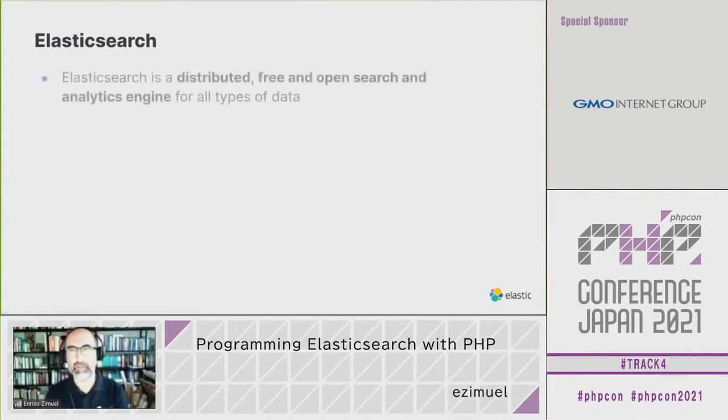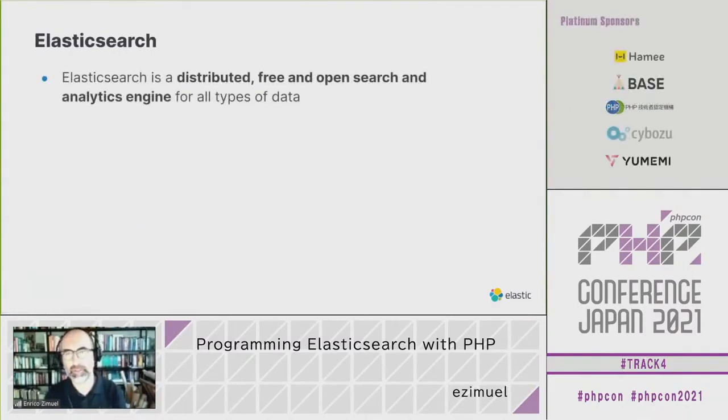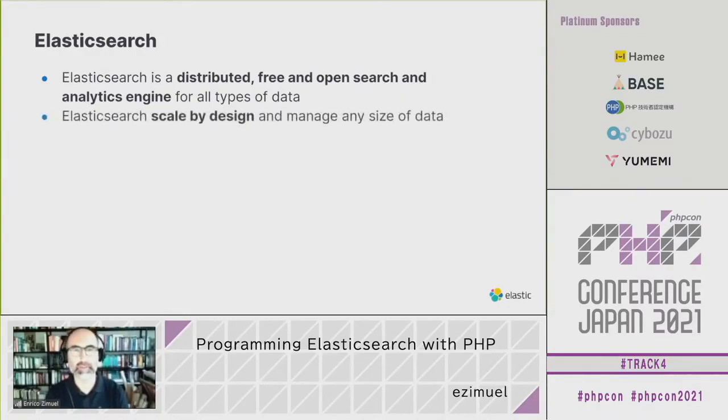So let's start. What is Elasticsearch? Elasticsearch is a distributed, free, and open search and analytics engine for all types of data. So you can think about Elasticsearch like a database, a distributed database, more or less. It's scaled by design and manages any size of data.